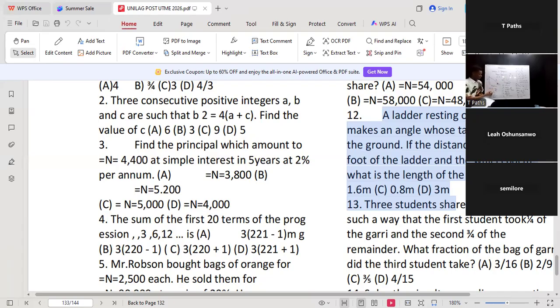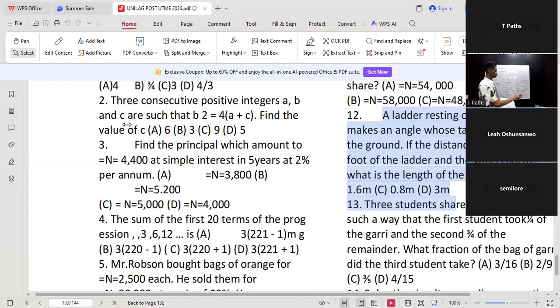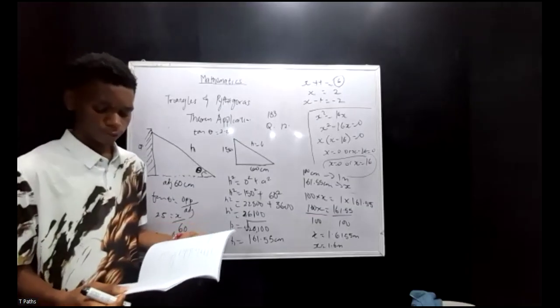So using that, we calculated the value of opposite, which is the distance between the ground and where the ladder touches the wall. So that is the opposite. We calculated the opposite as 150 centimeters, and then we moved on to get the value of the hypotenuse, which is the length of the ladder, using Pythagoras theorem. So we got x is equal to 1.6 meters. If you have any questions, let me know, otherwise let me move on to another question.